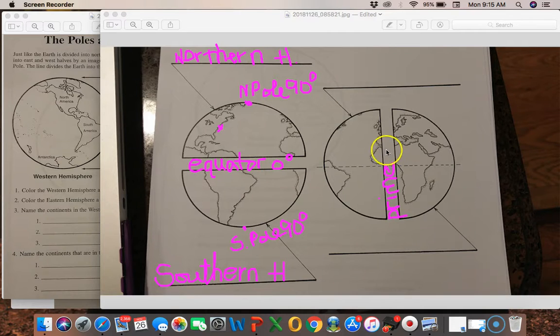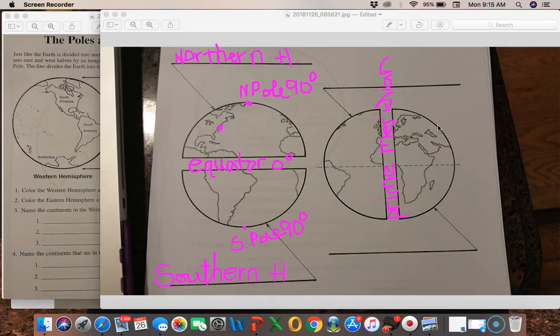P-R-I-M-E, meridian, M-E-R-I-D. Ooh, that's a D. Meridian, I-A-N. My emails are popping up there. I don't know why. Delete. Okay, so that's a prime meridian.